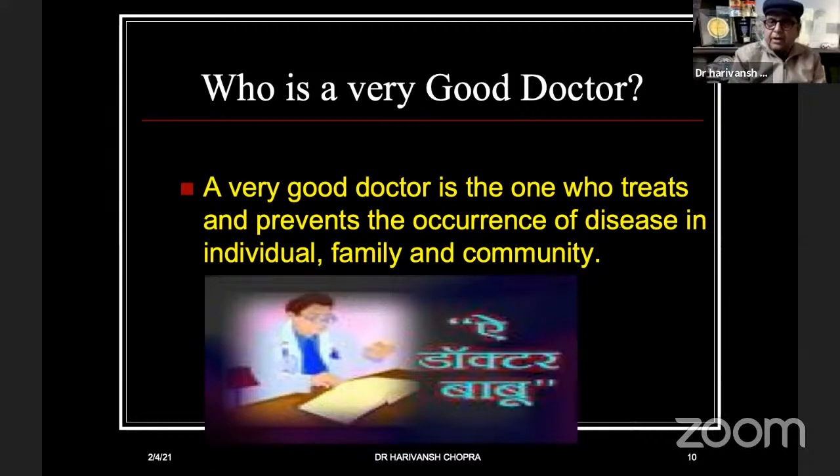So from here we have understood what is medicine. It's the art and science of healing. Who is a doctor? One who heals. Who is a good doctor? One who not only heals and treats, but prevents in the individual and in the family. And a very good doctor is one who treats and prevents the occurrence of disease in the individual, family, as well as in the community. These are all the responsibilities of a community medicine specialist.